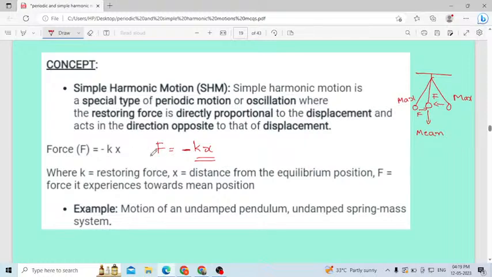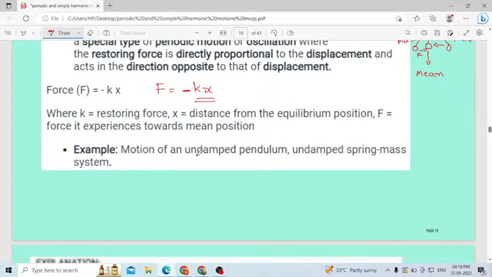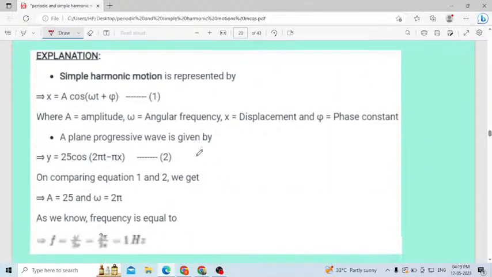Then remember the formula, it will be very important for you. Consider the equation: simple harmonic motion is represented by x = A cos(ωt + φ). Here A is the amplitude, ω is the angular frequency, x is the displacement, and φ is the phase constant. You have to remember everything, because in the MCQ they will ask what is meant by φ, what is meant by x, what is meant by ω.